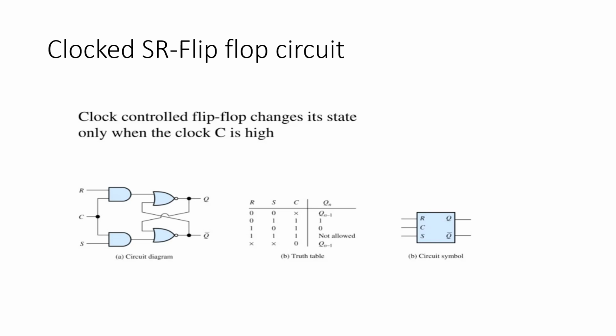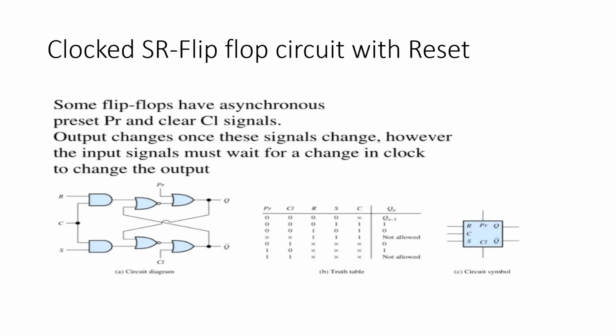Okay, so next is the clocked SR flip-flop with reset condition. So apart from clock, set and reset, an additional reset signal is provided. The purpose is to immediately clear the output whenever reset becomes active. That is, whenever reset becomes active, Q is equal to 0 regardless of the clock. This is called an asynchronous reset. Here you can see the circuit symbol, the truth table and the circuit diagram of this clocked SR flip-flop circuit.